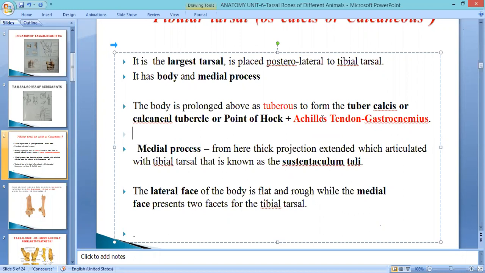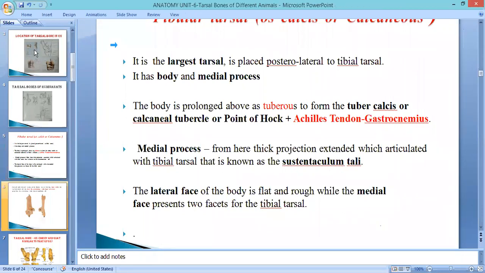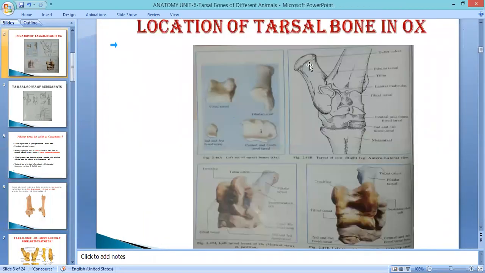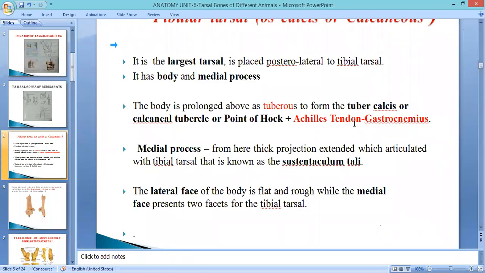This is also known as the point of Hock. During milking, milkmen tie their rope just to the point of Hock to control the animals. So this is nothing but the point of Hock. This is mainly responsible for the formation of the tubercle part, known as tuberosity, and this tuberosity is for the insertion of muscles, mainly the tendinous part of the gastrocnemius muscle, and its tendon is known as the Achilles tendon. So I think this is clear.